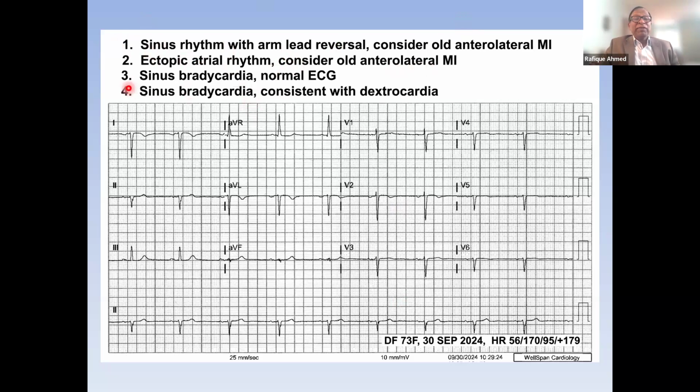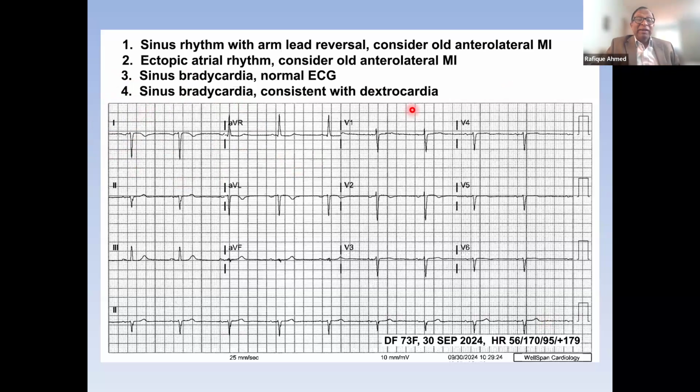So the question is between C and number 3 and number 4. The leads were correctly placed in this patient because we verified it, and that is negative in, it looks like arm lead reversal, but it is not. And then the chest leads show poor R wave progression. So number 4 is the correct answer.